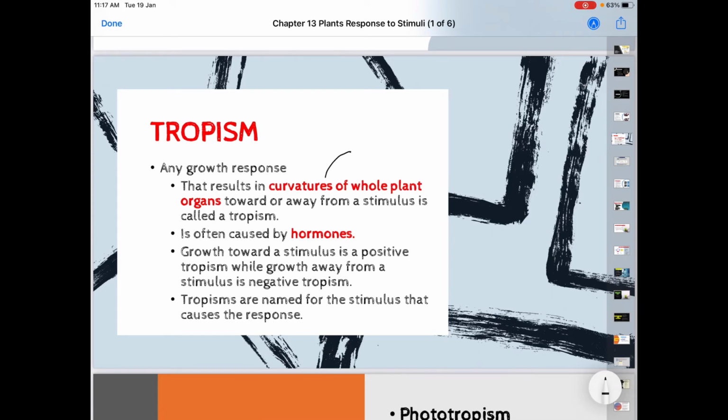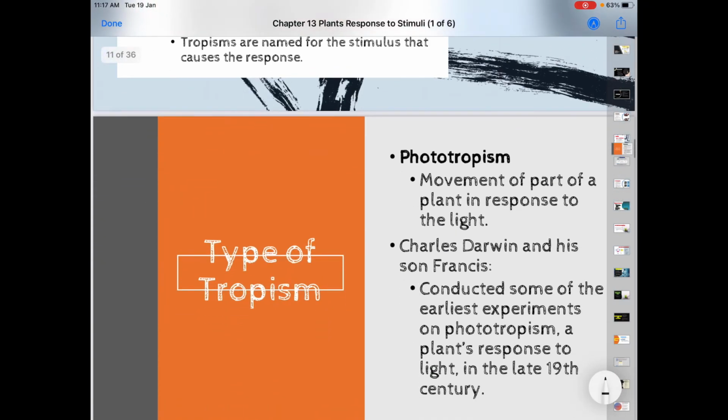Curvature means curve, the curving, either towards or away from the stimulus. This is often caused by hormones, and growth towards a stimulus we call positive tropism. Meanwhile, growth away from the stimulus we call negative tropism. Tropisms are named for the stimulus that causes the response. For example, the tropism caused by light we call phototropism.